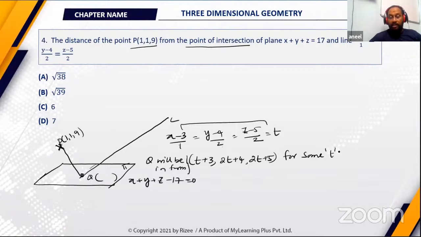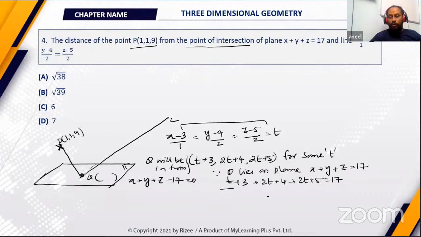We have to find that. How do I find it? What do I know? That Q lies on the plane. Since Q lies on the plane, x plus y plus z is equal to 17. So substituting this, t plus 3 plus 2t plus 4 plus 2t plus 5 is equal to 17.